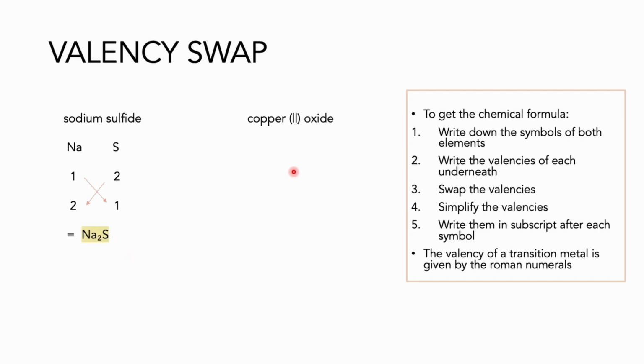It is the exact same process with transition metals, as you use the Roman numeral value as the valency for the transition metal. So there's our symbols, our valencies, and 2 is the valency for copper here. Swap them around and simplify them because they're both the same, and then we get our formula.